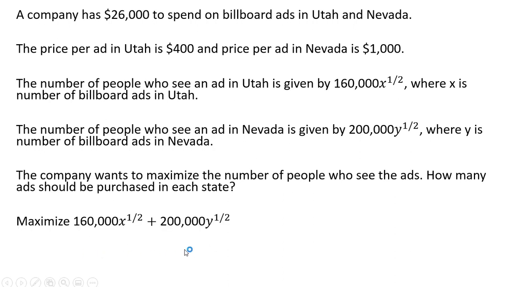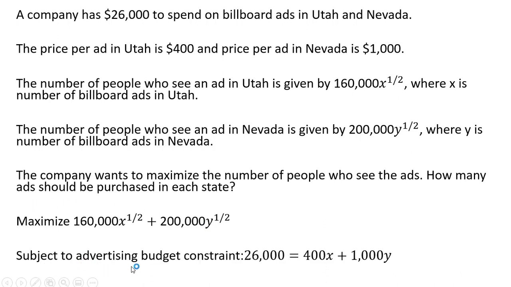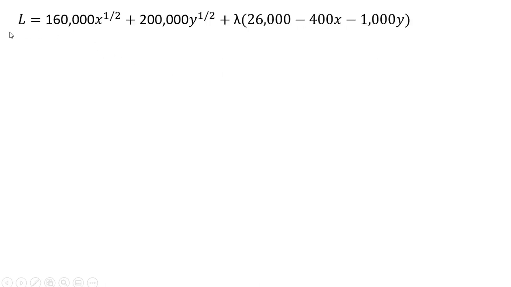This is the objective function. This is what we want to maximize, subject to the advertising budget constraint. We've got $26,000 to spend. An ad in Utah is $400 each, and an ad in Nevada is $1,000 each. Setting up the Lagrangian, we have our objective function here, and then we put in our constraint. You'll notice I'm bringing the X and Y over to the left-hand side of our budget constraint.